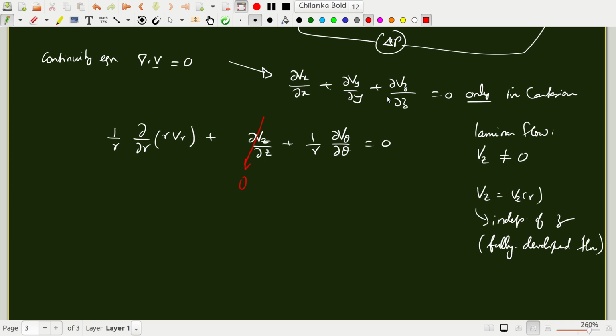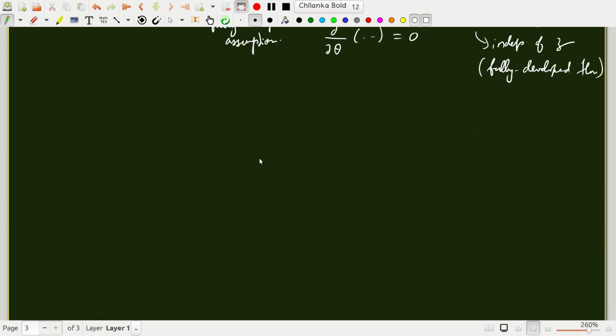The next thing we are going to assume is that things are independent of theta. The flow is axisymmetric. This is called the axisymmetric assumption. That is, partial theta of any quantity is 0. Now this leaves us with a very simple equation from the continuity equation, which is 1 over r partial r of r Vr is 0.